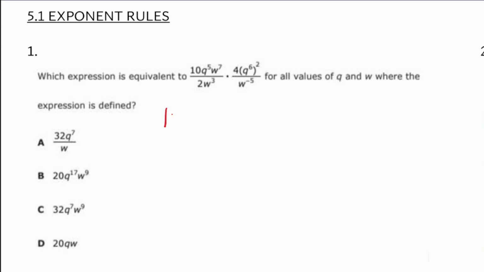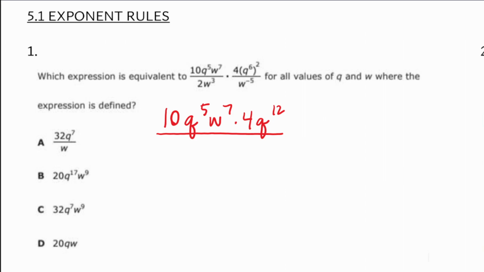So I'm going to have 10 q to the 5, w to the 7, times 4, and then if I square q to the 6, I'll get q to the 12. That's the power of a power. We're going to multiply the exponents. I'm not going to square 4, though, because those parentheses are saying you're only squaring that q to the 6. And then in the denominator, I'll have a 2, 3 powers of w, and then also negative 5 powers of w. When we multiply two fractions, we just multiply straight across.